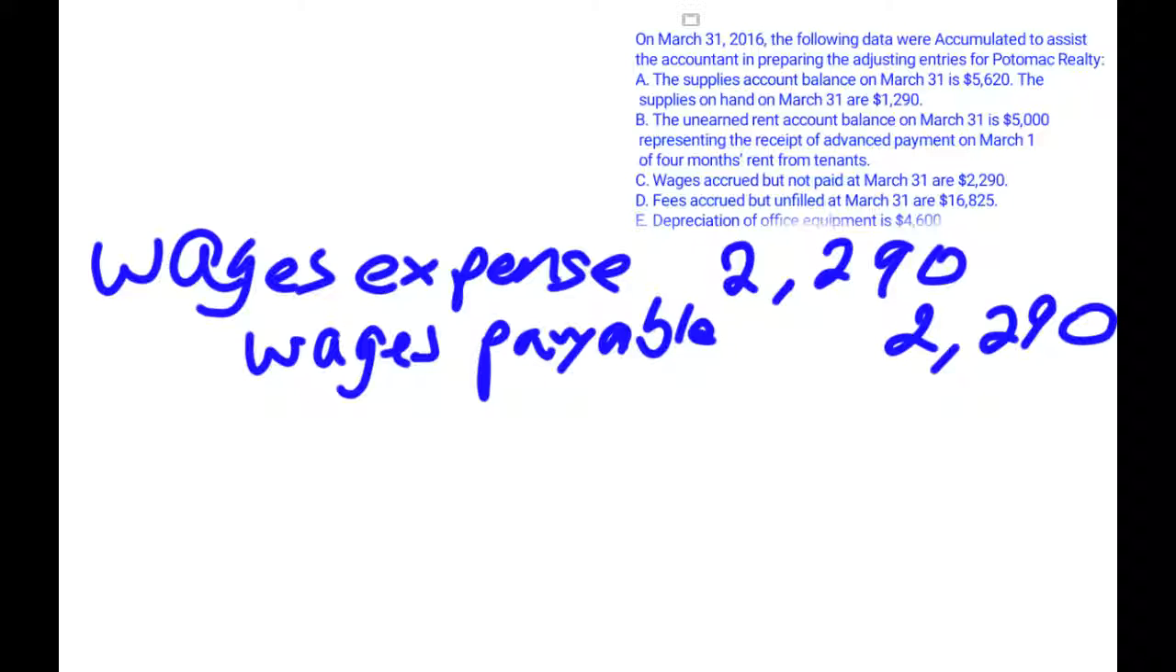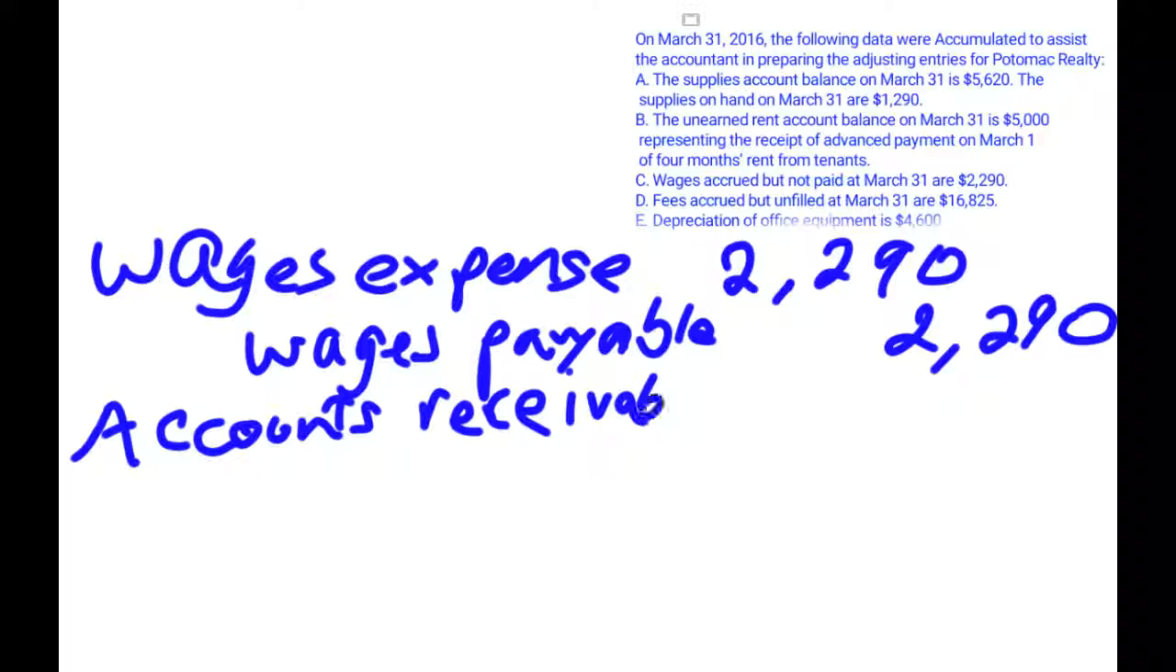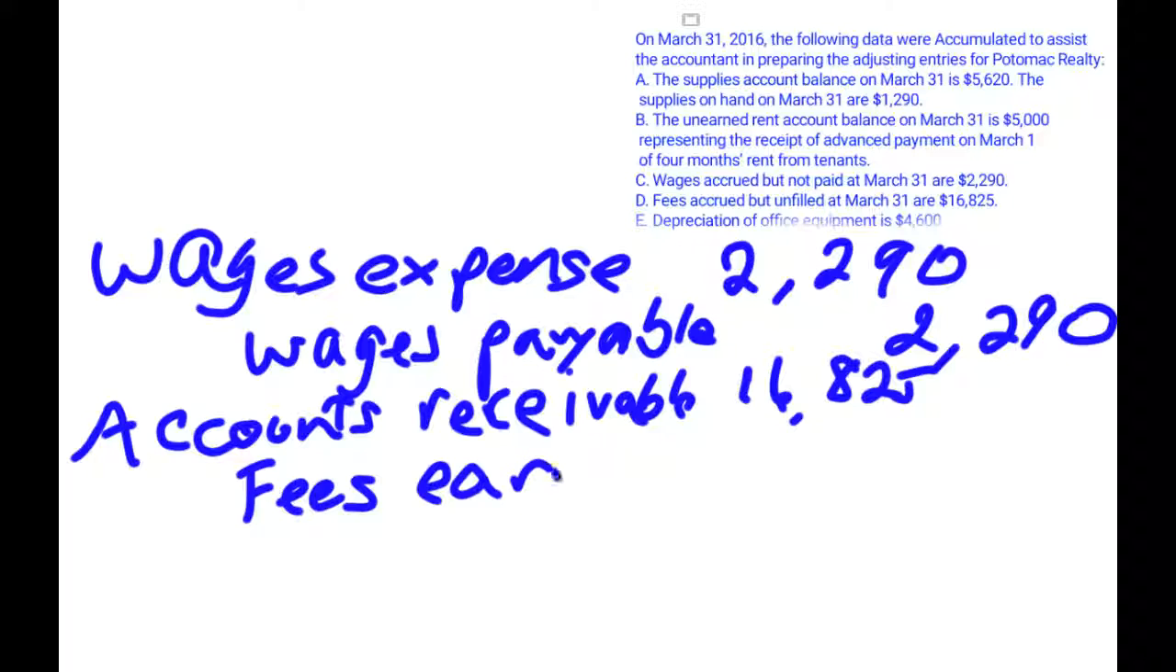$2,290. Fees accrued but unbilled at March 31st are $16,825. This would be a debit to accounts receivable for $16,825 and a credit to fees earned for $16,825.